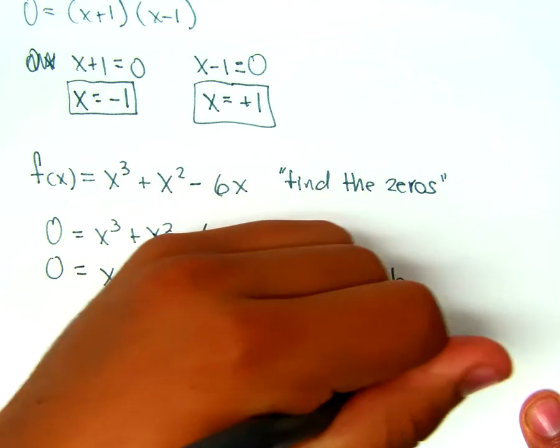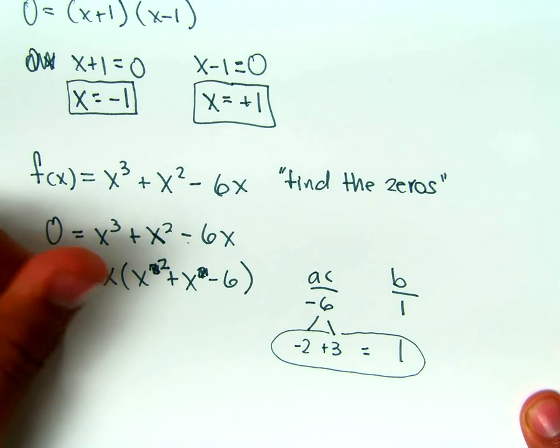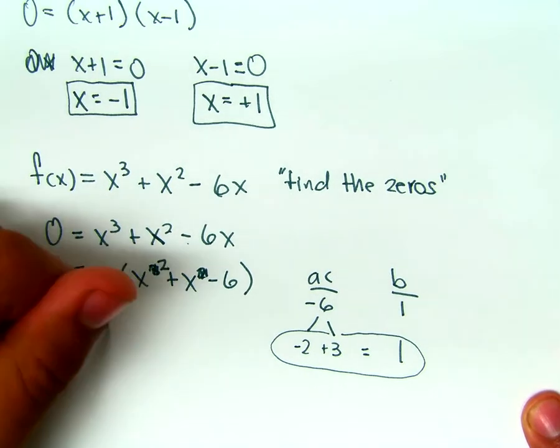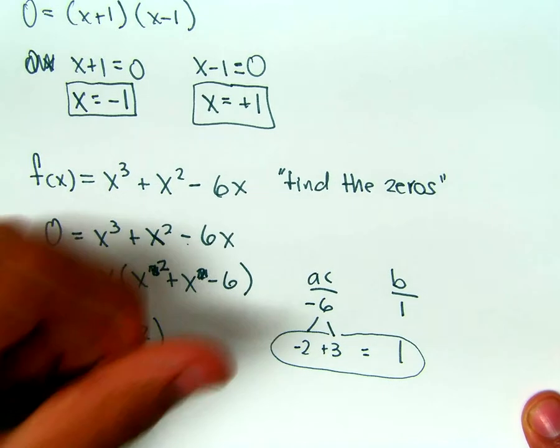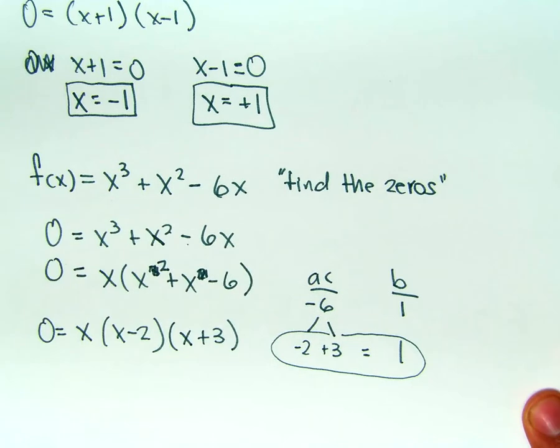So this is the set of factors that we want to use. Since we can use the shortcut, since our leading coefficient is positive 1, we will get 0 equals x, the x is still there, times x minus 2 and x plus 3. So we have x times x minus 2 times x plus 3.